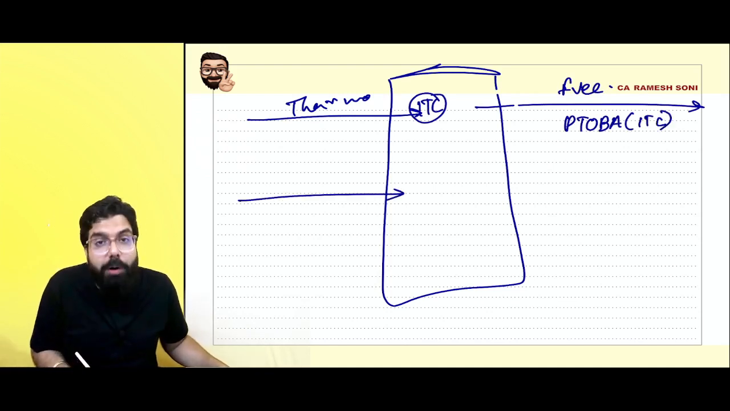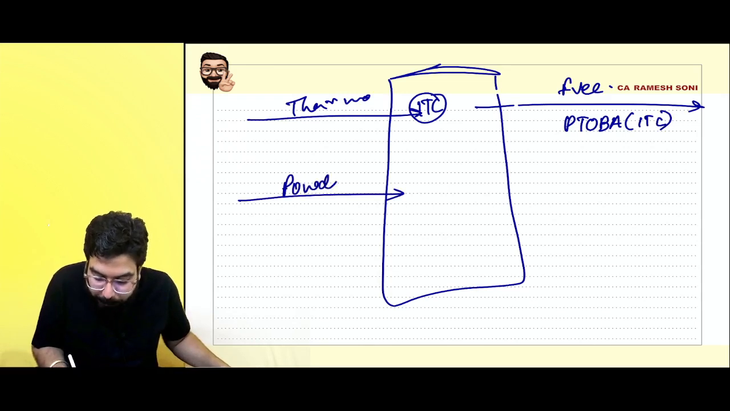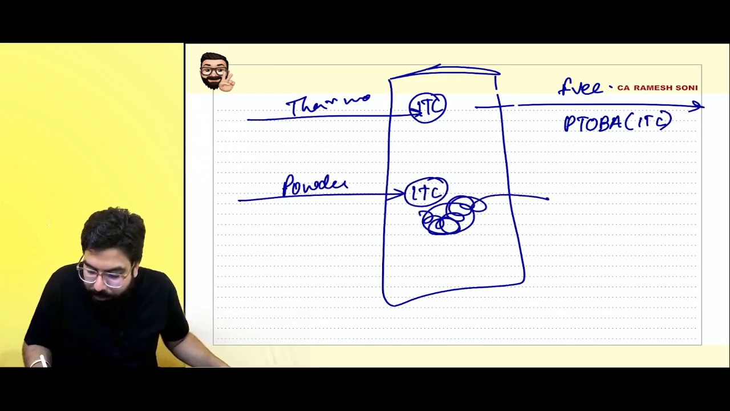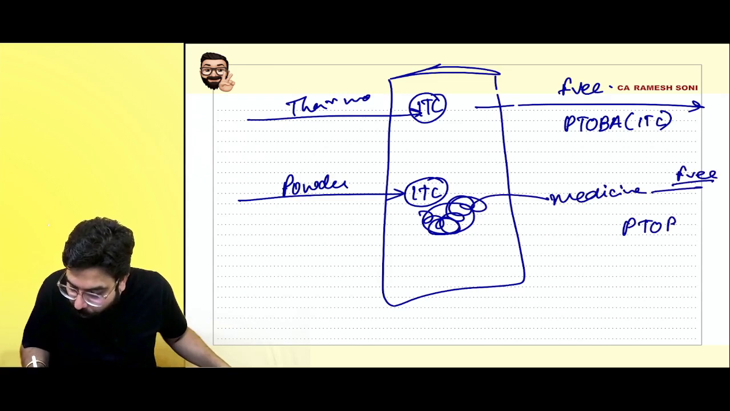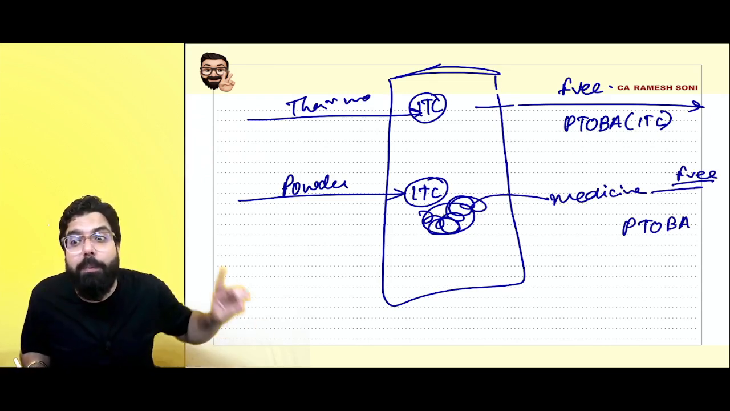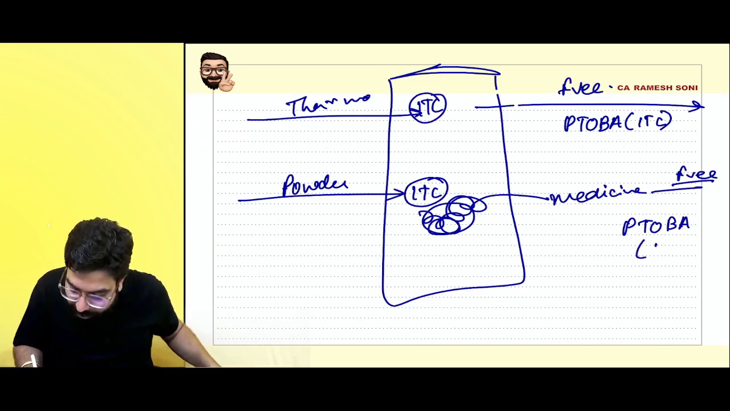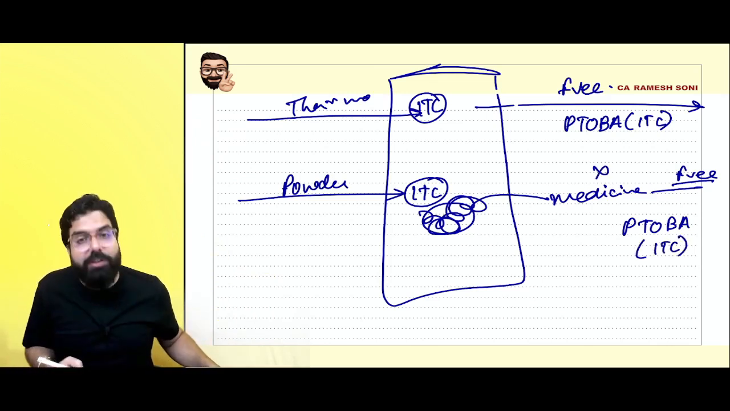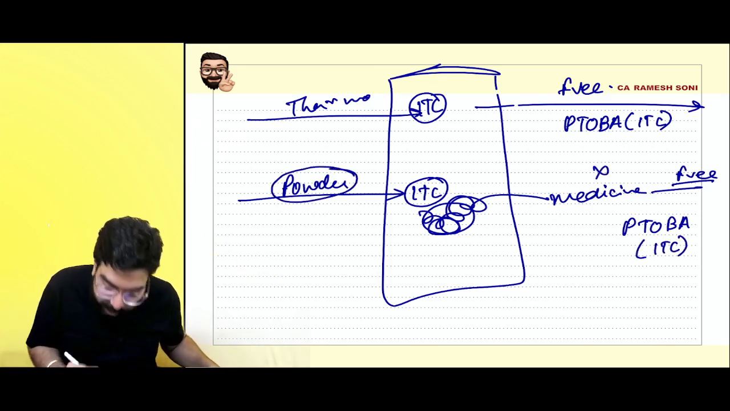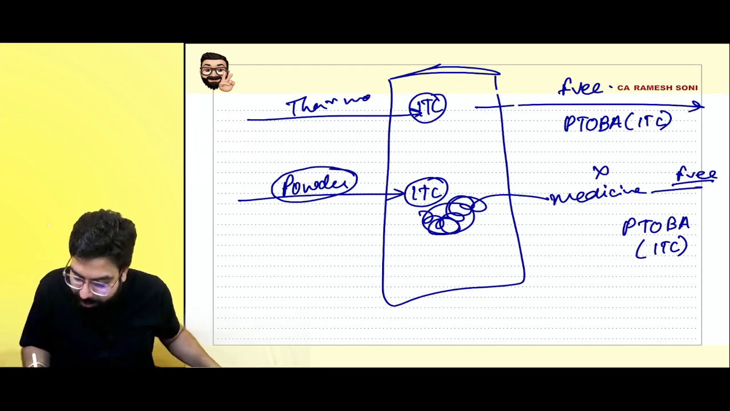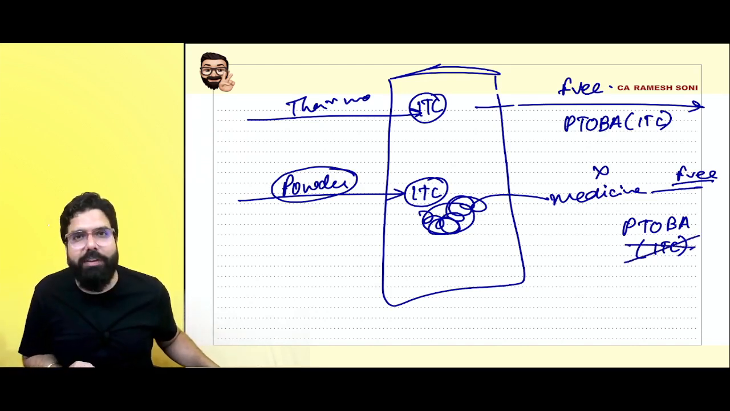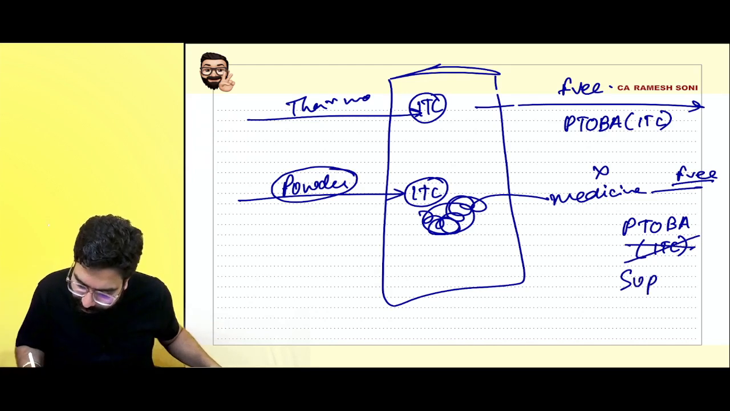I bought medicine powder and took the ITC on the powder. I made medicines from the powder, and if I give the medicine for free, remember, it can be a permanent transfer of business asset, but it must be an asset on which you had availed the ITC. Did you take the ITC on medicine? No, sir. I took the ITC on powder, so this is not the asset on which ITC was availed, and hence it will not be a supply.